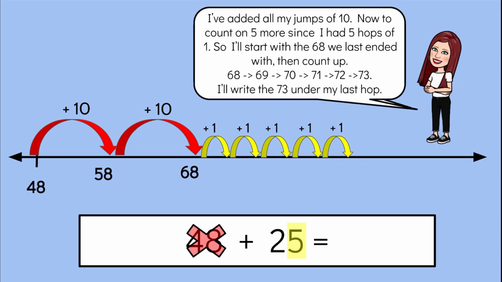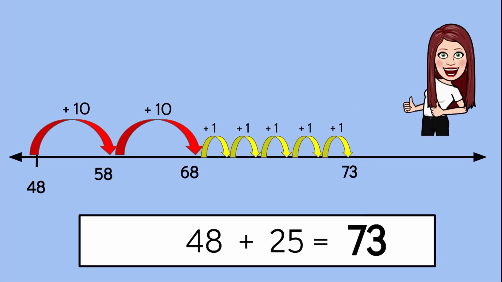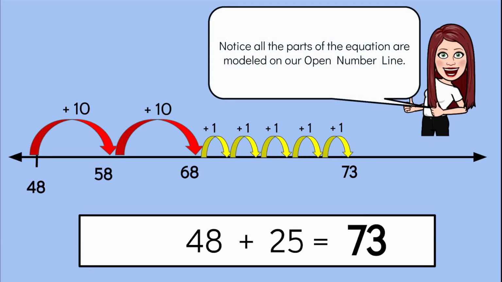I've now done all of my jumps of 10, so now I need to count on 5 more since I had 5 hops of 1. So starting with the 68 that we last ended with, we're going to count up: 68, 69, 70, 71, 72, 73. I'm going to write 73 under my last hop. Now that I've added all of my jumps and hops, I found my answer to be 73. So my sum of 48 plus 25 is 73.